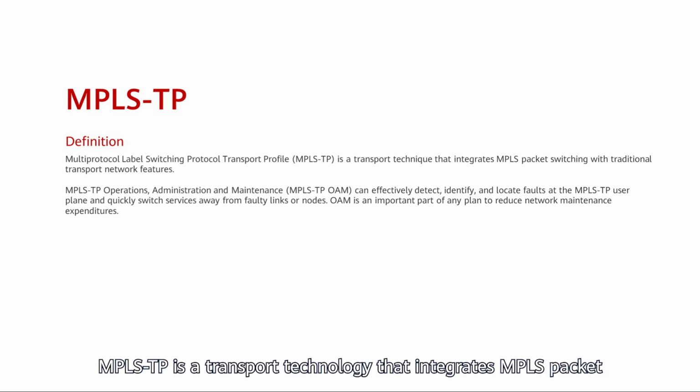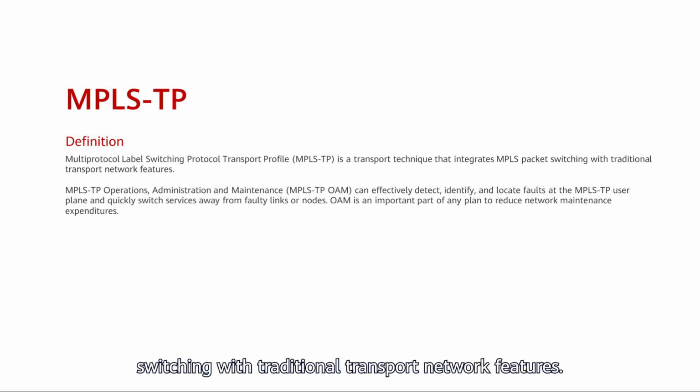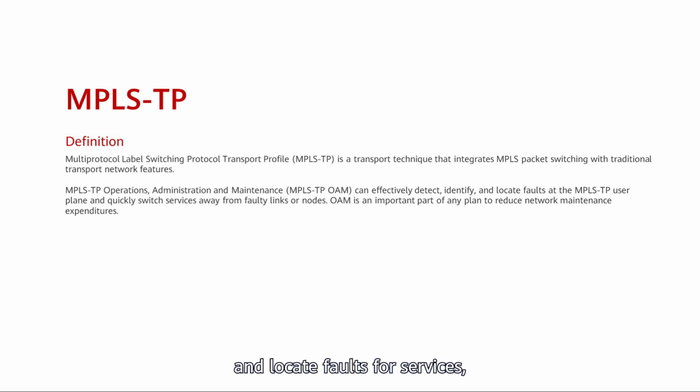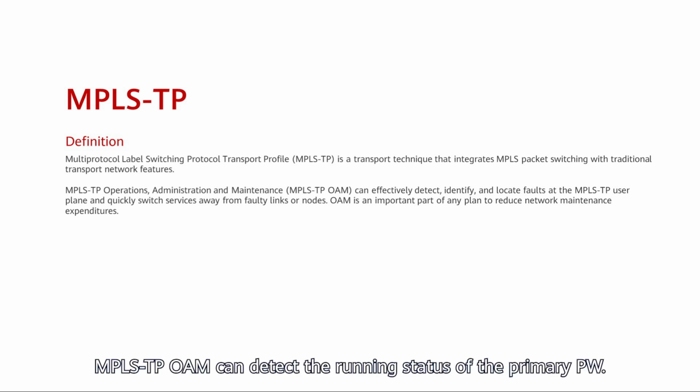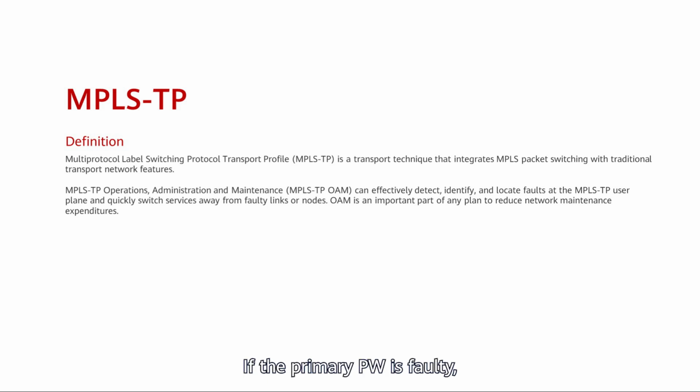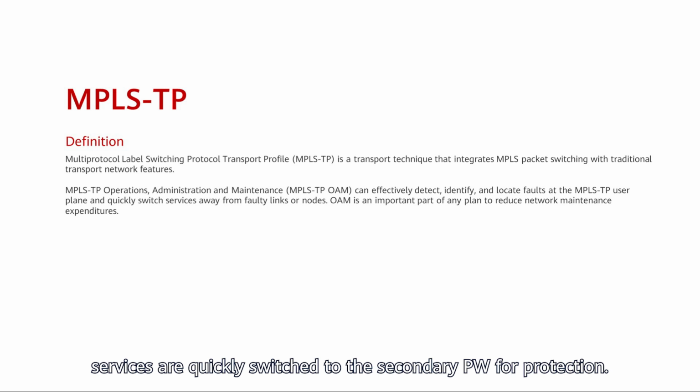MPLS-TP is a transport technology and integrates MPLS packet switching with traditional transport network features. Its OAM function can effectively detect, identify, and locate faults for services, quickly switching the services away from faulty links or nodes. For example, MPLS-TP OAM can detect the running status of the primary PW. If the primary PW is faulty, services are quickly switched to the secondary PW for protection.